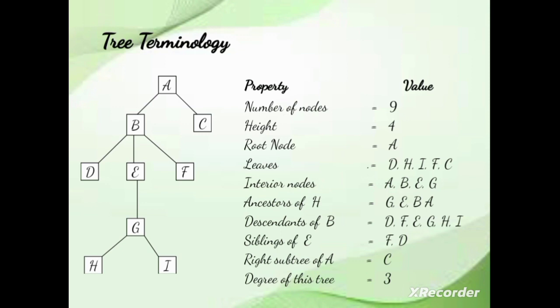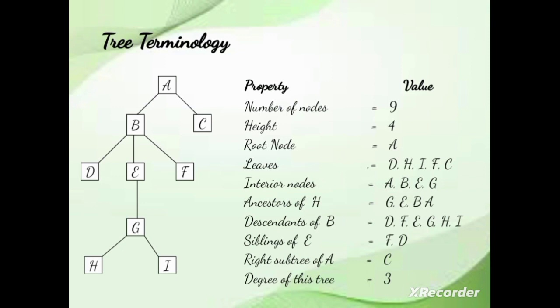Interior nodes equal A, B, E, and G. Interior nodes are nodes within the tree that are not leaves. In this case, A, B, E, and G are interior nodes. Ancestors of H equal G, E, B, and A. The ancestors of node H are G, E, B, and A. These are nodes on the path from H to the root. Descendants of B equal D, F, E, G, H, and I. The descendants of node B are D, F, E, G, H, and I. These are nodes below B in the hierarchy.